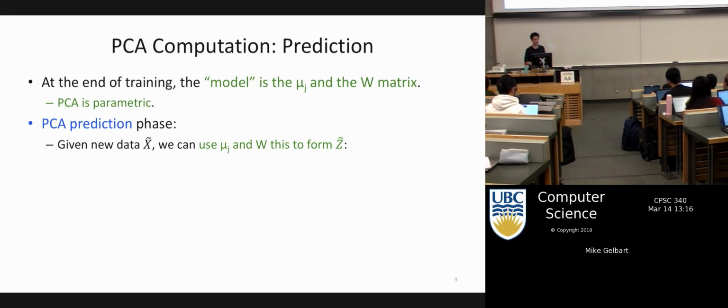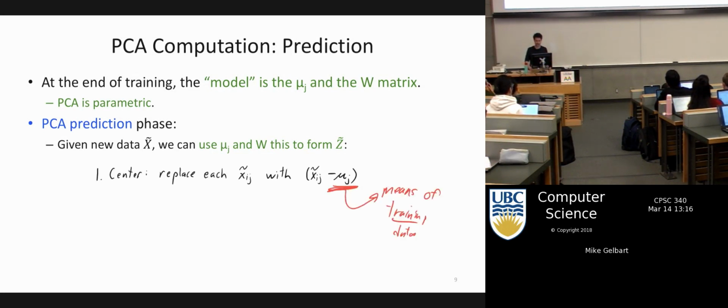And like with clustering, and we had a discussion about this on Monday, you may do this for a number of reasons, but one of the things you might want to do is learn W, and then given some new data, x tilde, you may want to get the lower dimensional representation of it.